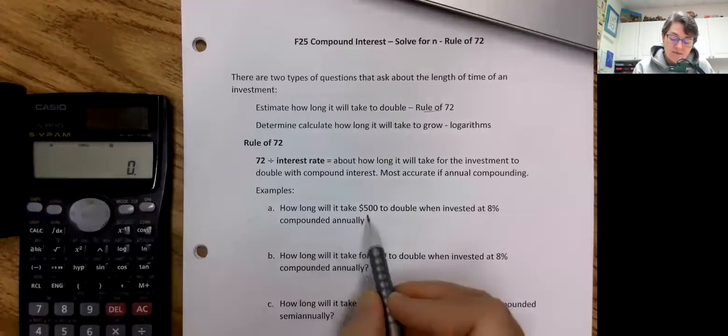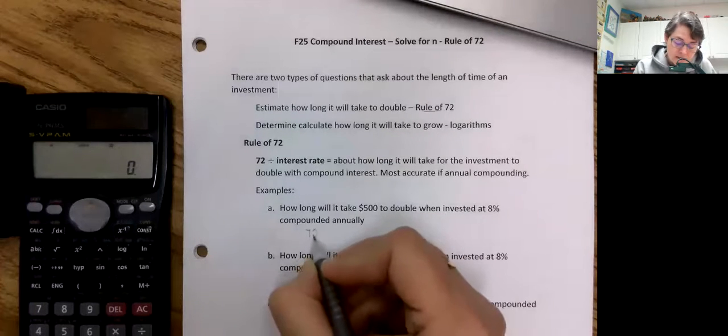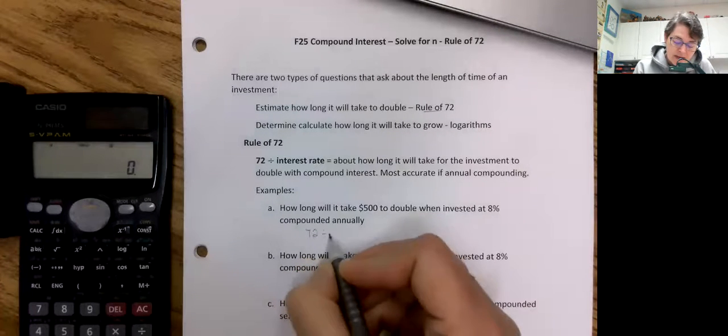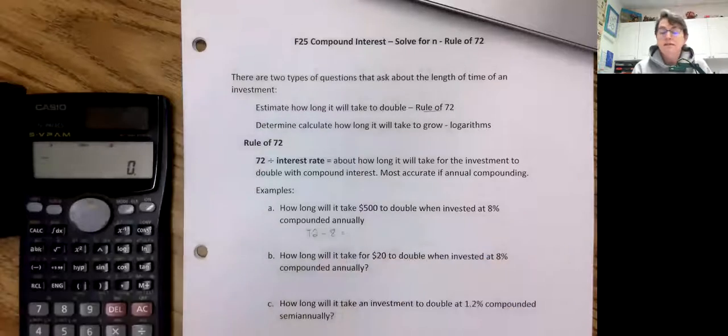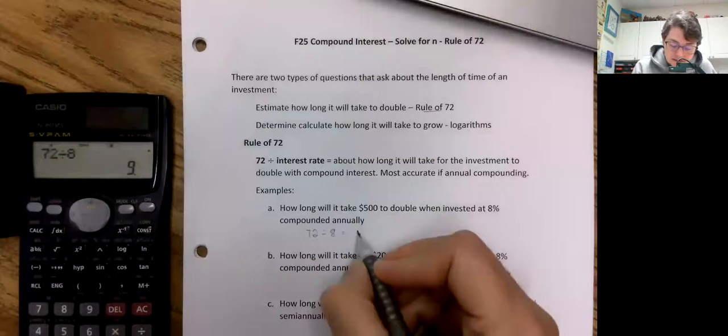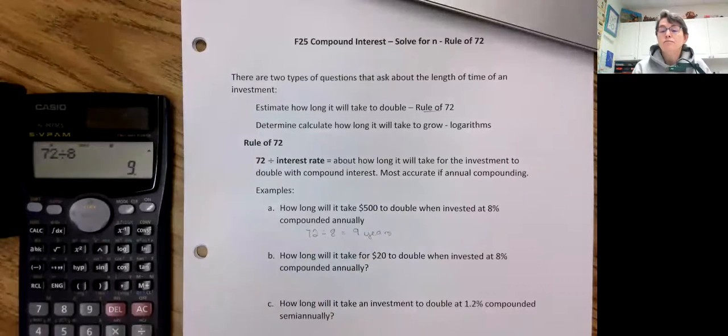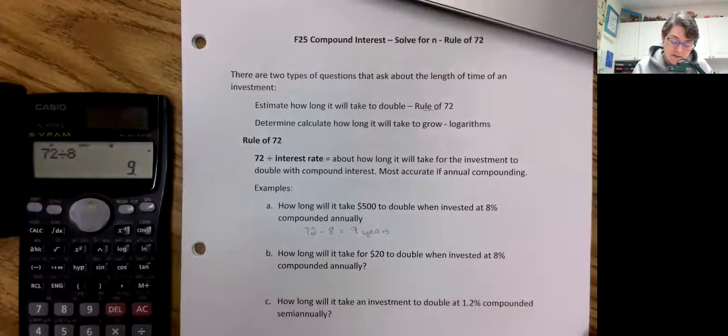How long will it take $500 to double when invested at 8%? So you go 72 divided by 8. Don't even have to convert or anything. 72 divided by 8 should be 9. 9 years, done, boom, end of question. Isn't rule 72 beautiful?